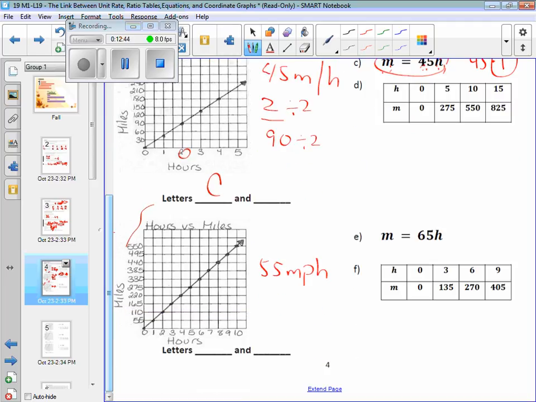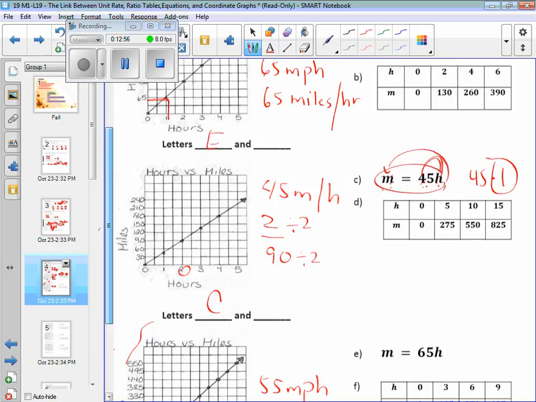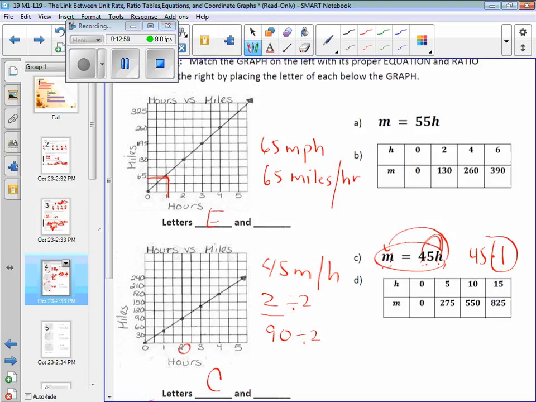And the only one that's left for the last one is A. Now we have to match up the tables. Get the unit rate for the tables and you're done. First table, 2 to 130 is what unit rate? Which is also the value of the ratio. Go back to what we did 3 lessons ago. Divide both sides by 2. So you got to figure out 130 divided by 2, and you'll automatically be able to match it up with which coordinate plane that is.